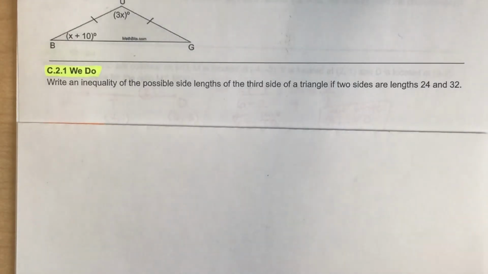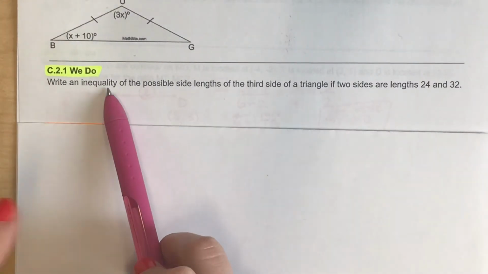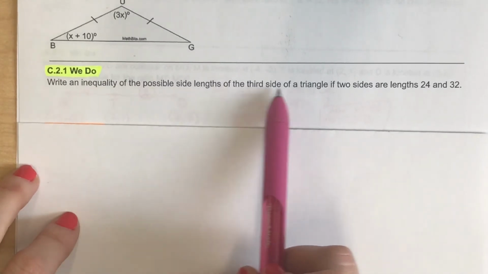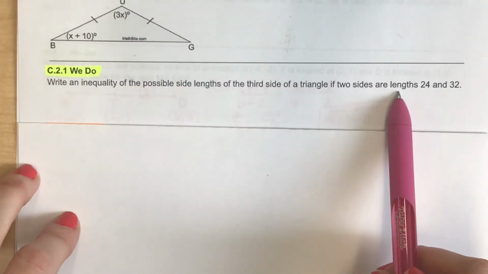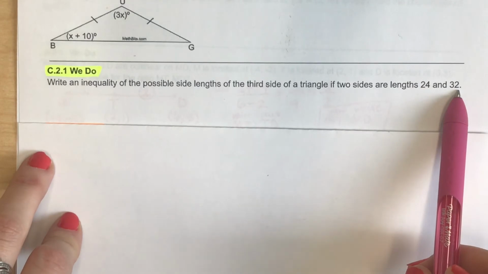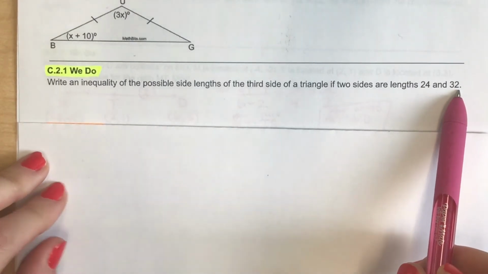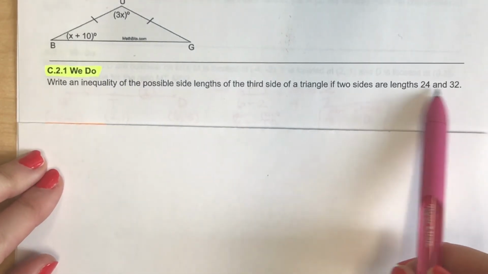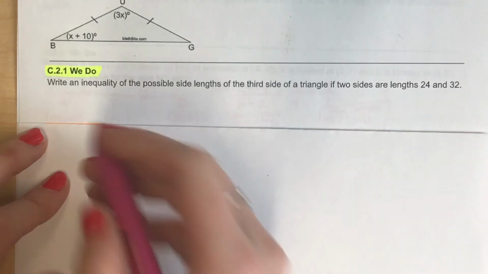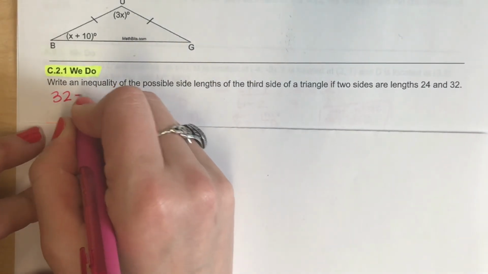All right, our next problem together, we're going to write an inequality, finding the possible side lengths of the third side of a triangle if two side lengths are 24 and 32. So this is really easy. Here's all I have to do. I'm going to take these two numbers and subtract them. So I'm going to do 32 minus 24.